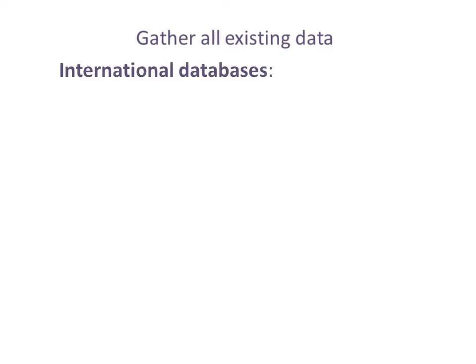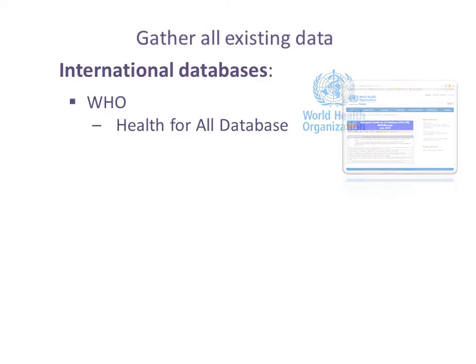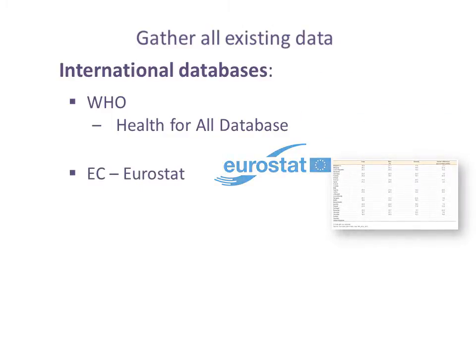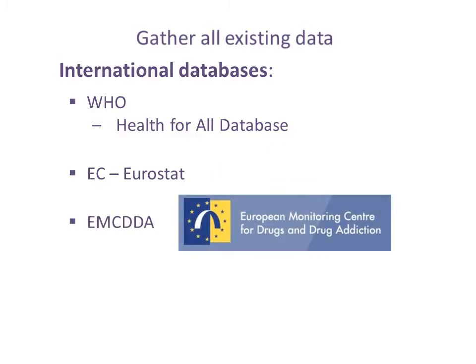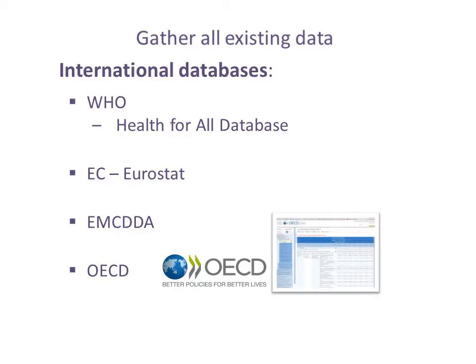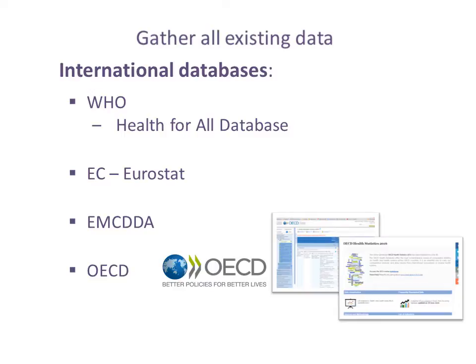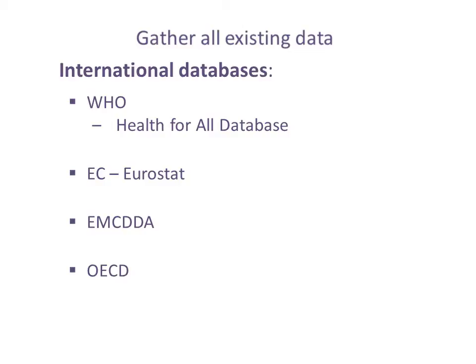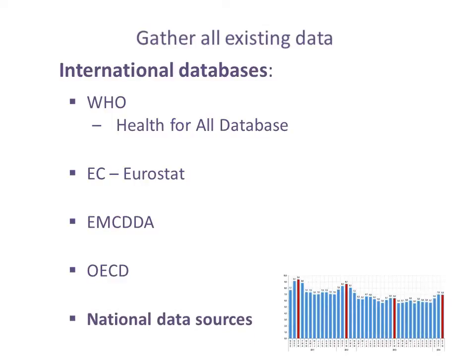Several international institutions maintain large databases which can be used as sources of statistical data. For instance, the World Health Organization, particularly the European Health for All database, the European Commission's Eurostat office, the European Centre for Drugs and Drug Addiction, or EMCDDA, the Organisation for Economic Cooperation and Development, which has a general database as well as one dedicated specifically to health statistics. However, although the richness of international data gathered is increasing every year, in many cases it is still too general for social cost estimation. Therefore, for the time being, national statistics remain the main source of data recommended for accuracy.